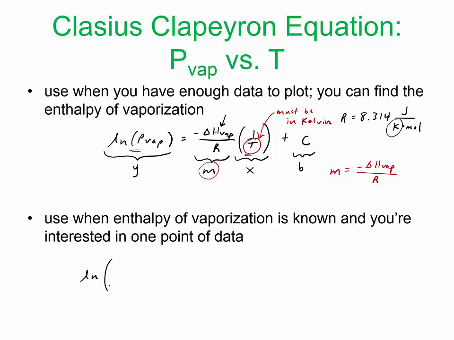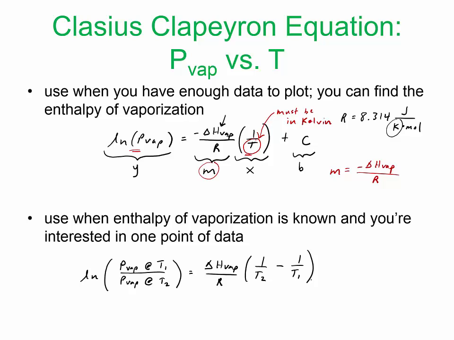It's the natural log, and it's really the same equation. It's just a little bit converted. The vapor pressure at one temperature over the vapor pressure at another temperature equals the enthalpy of vaporization over R times 1 over the second temperature minus 1 over the first temperature.